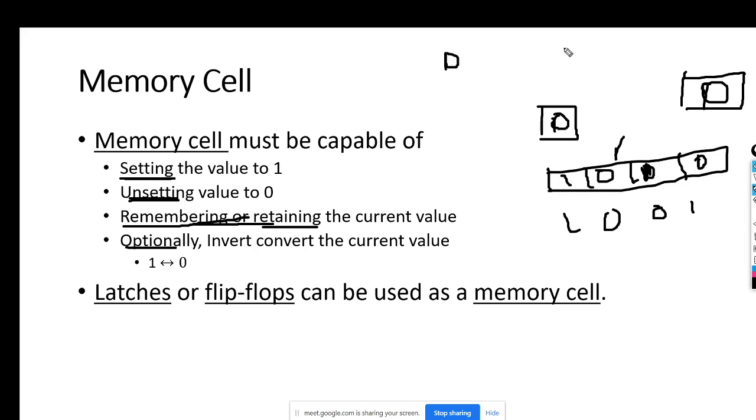That means whatever the current value is is inverted to the other value, the opposite value. If it is 1, inverted to 0. If it is 0, inverted to 1. So those are the features we expect from a memory cell, especially the first three features. The last one is sort of optional, an additional thing.